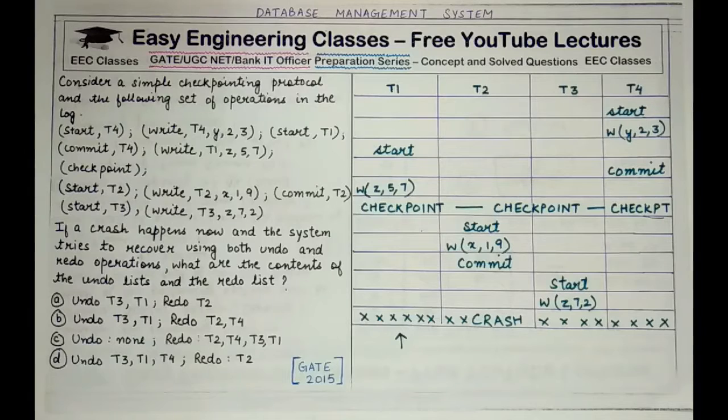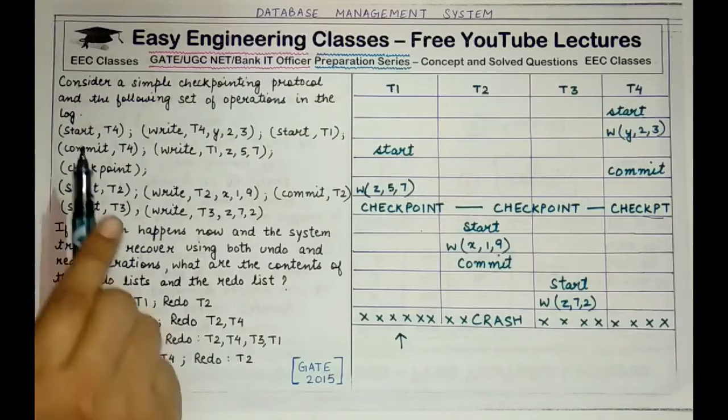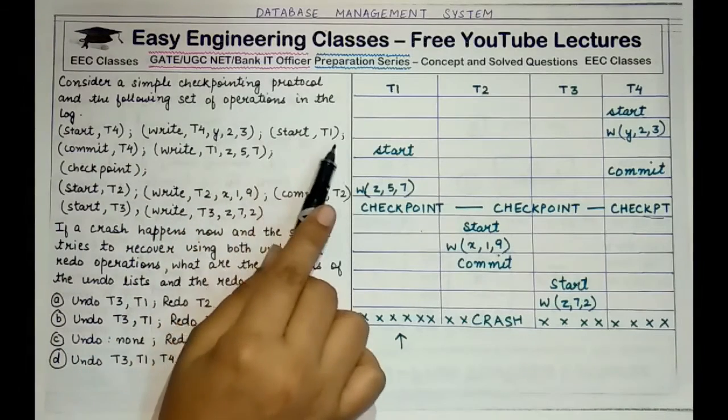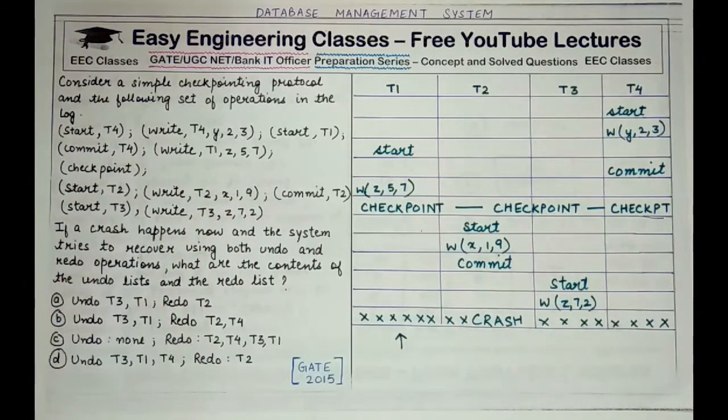Question says that consider a simple checkpointing protocol and the following set of operations in the log. The operations are start T4, write T4, Y23, start T1, commit T4, then write T1, Z, 5, 7. Then a checkpoint occurs. After the checkpoint, there are certain other operations like start T2, write T2, X, 1, 9. Then commit T2, start T3, write T3, Z, 7, 2.